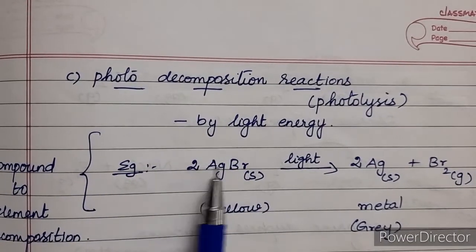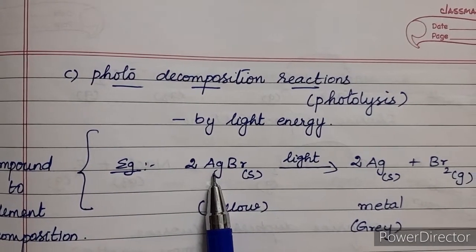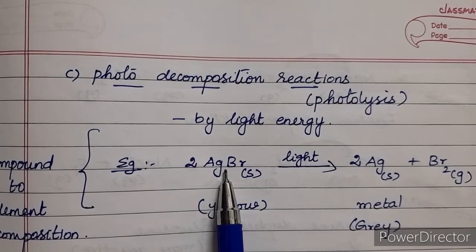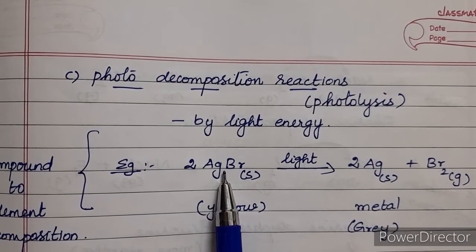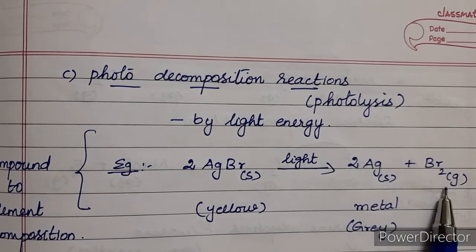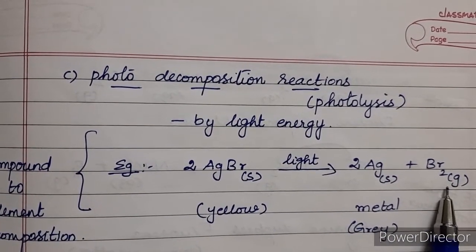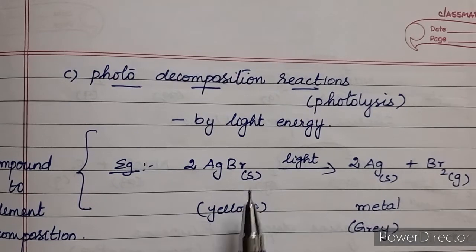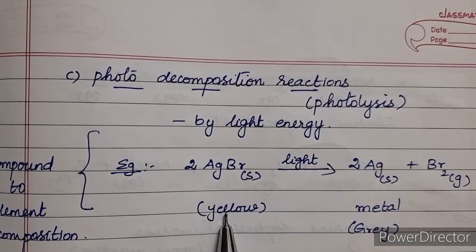Now let's see the example. Here you have silver bromide. Silver bromide, on absorbing the light energy, decomposes to metallic silver, and bromine gas is liberated. Here the silver bromide will be yellow in color.